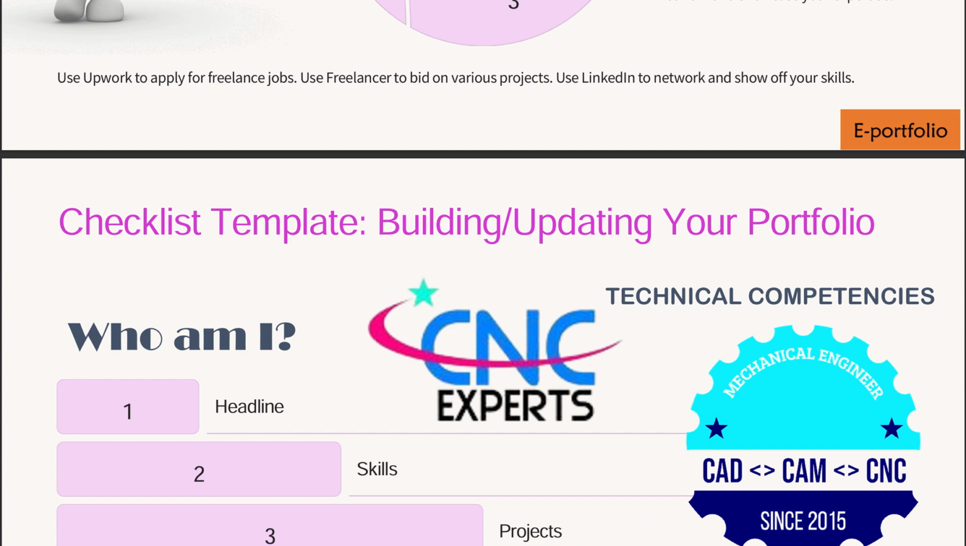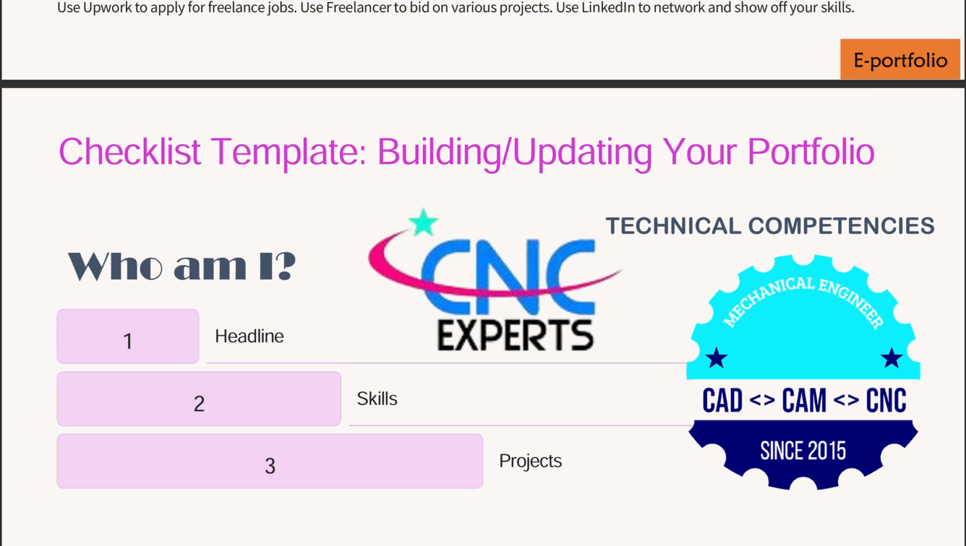Okay, this is a simple template for me, who I am. As I said, in your headline you need to put who you are, then you put your skills, then you put your projects, then they must be in your e-portfolio. For freelancing, you can put your headline, that is the landing page, skills, projects, testimonials, downloads, contact. So simply, mine, I'm using images.